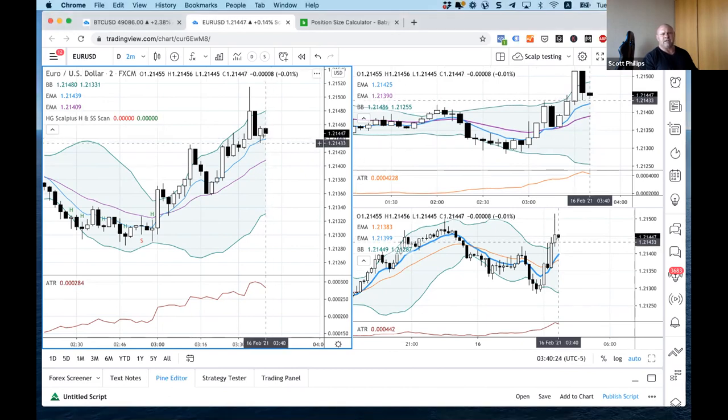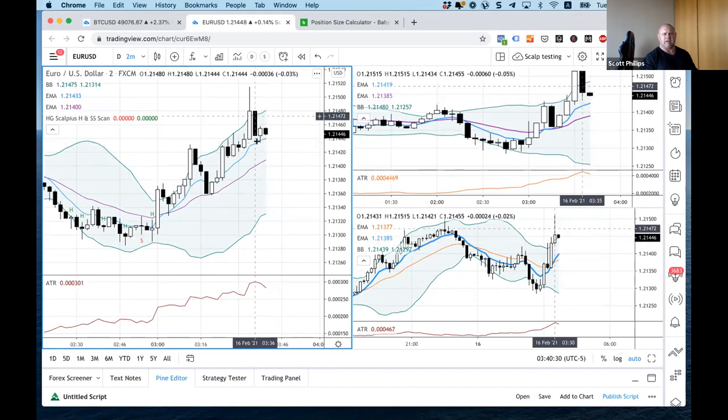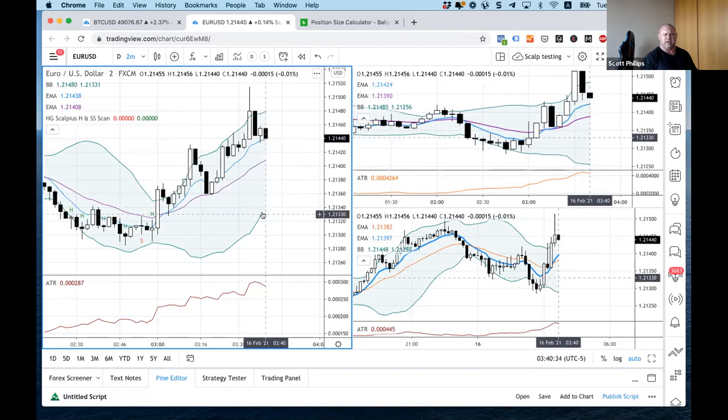Okay, so if this gets filled, which I kind of suspect it will, the entry is 43 and the target is 33, which is here. That's a pretty reasonable target.